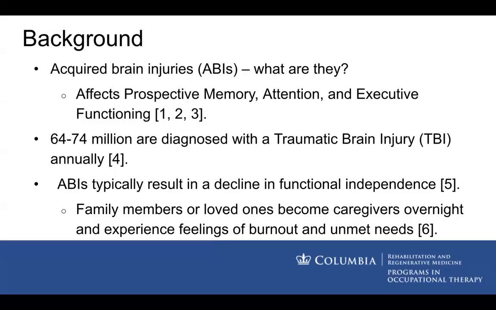And keep in mind that this is just one type of acquired brain injury, so overall it affects a very large and diverse population. When someone experiences an acquired brain injury, they often have a decline in functional independence, and it can bring about sudden changes that often place caregiver responsibilities onto family members or loved ones who can become caregivers overnight in these situations, and they may experience feelings of burnout, distress, isolation, and unmet personal and practical needs.